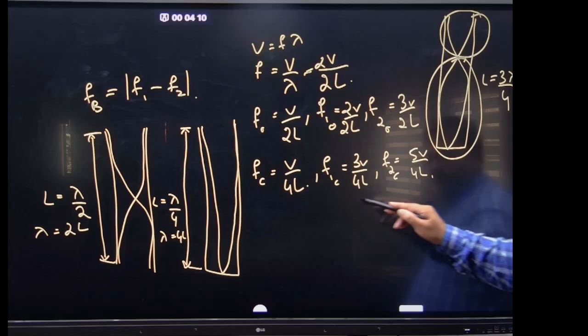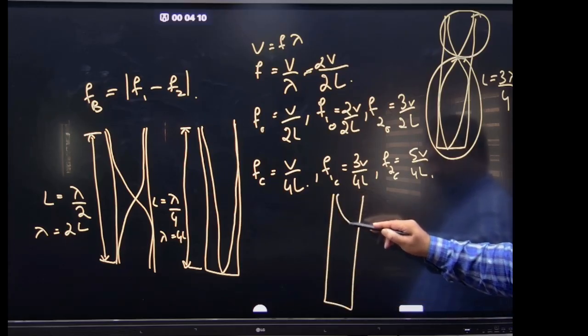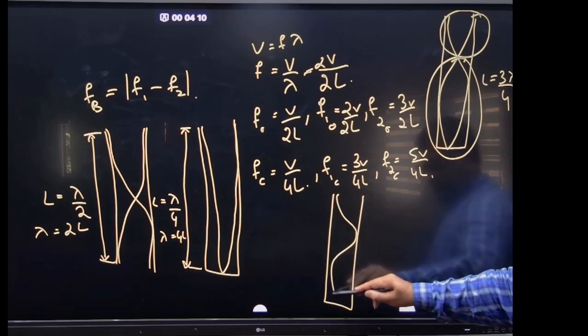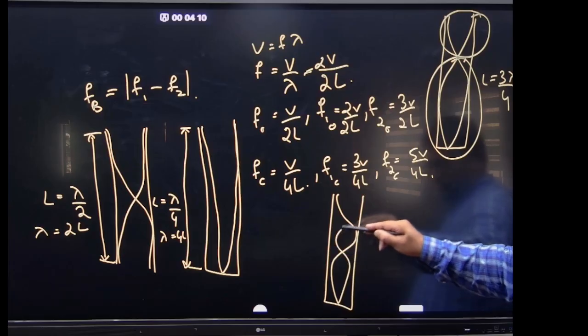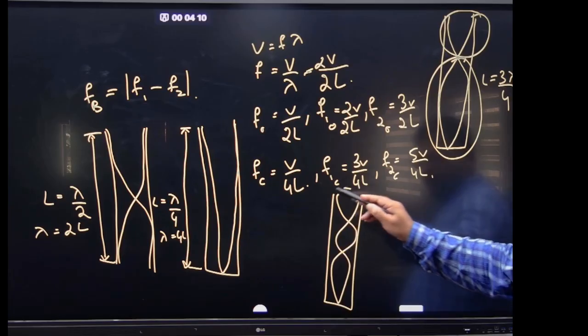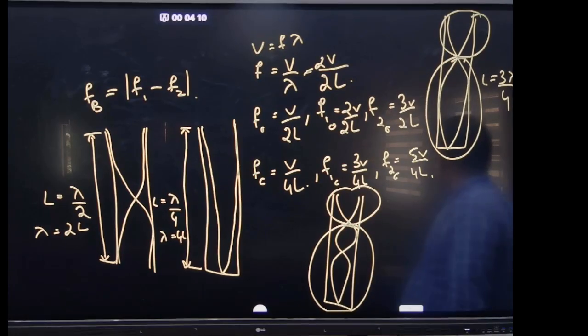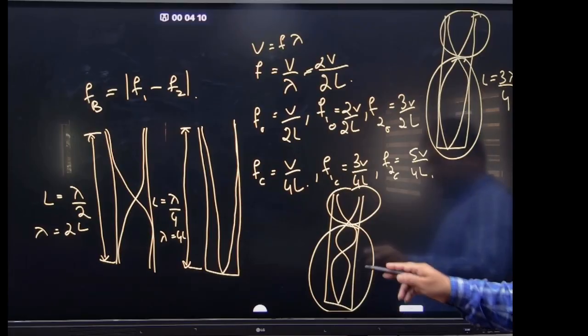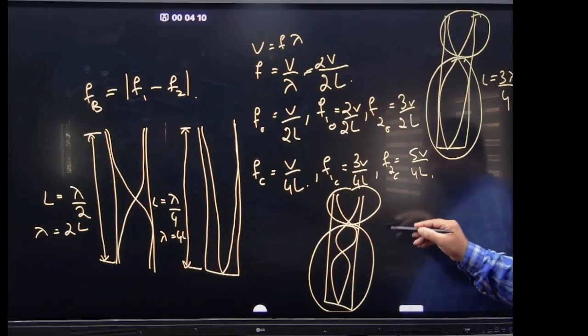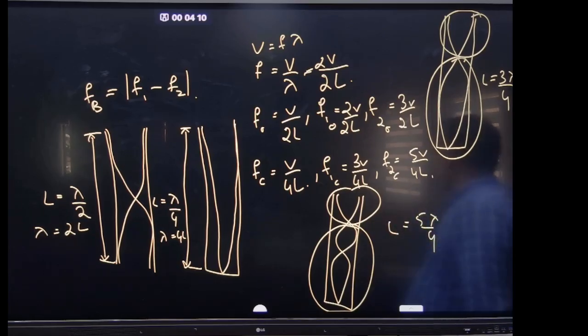Now when you go for the second overtone, it will be like this. Got it. So how many parts are extra? 2 parts are extra. Got it. So this is what we call the second overtone. But this is called the fifth harmonic because in this condition L is equal to 5 lambda by 4 and F is equal to 5V by 4L.